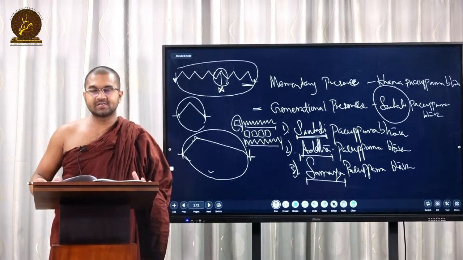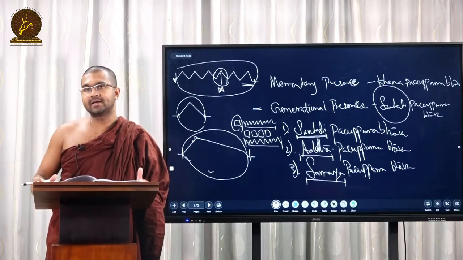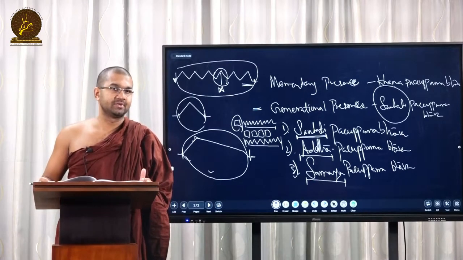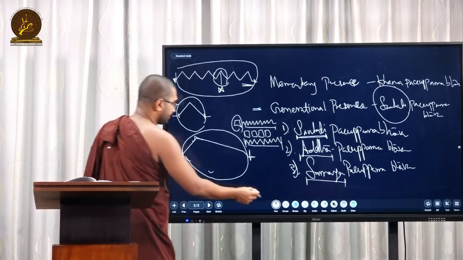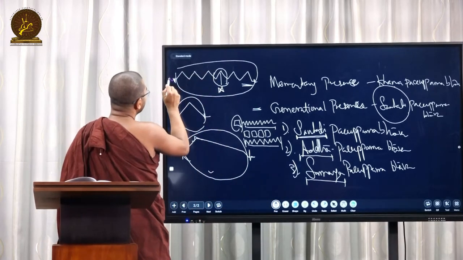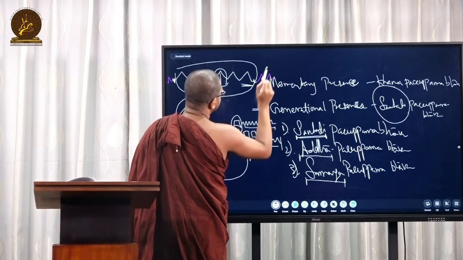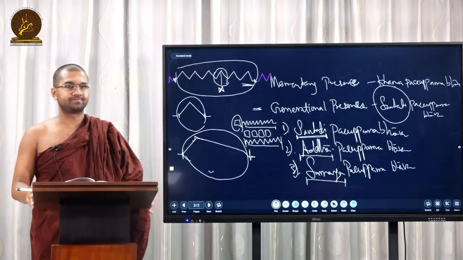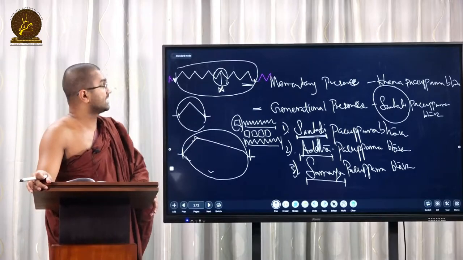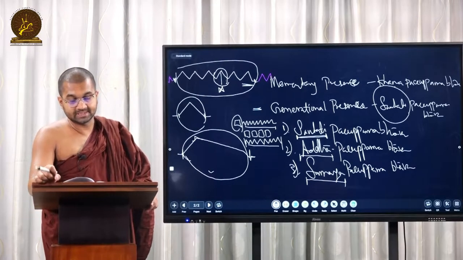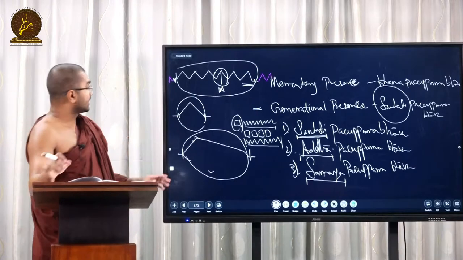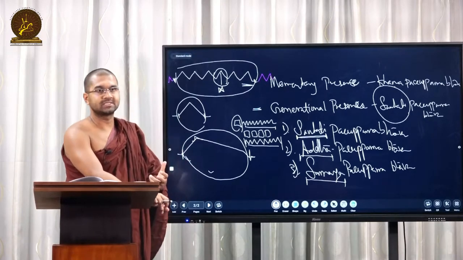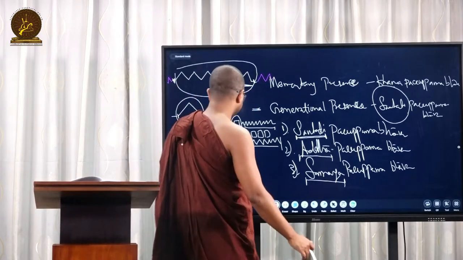When we think about the generational presence, we take the entire generation as present realities, all the realities in that generation. Any reality which occurred before that generation, and any reality that would happen after it, are considered respectively past and future. That is the basic explanation of the generational presence. The khana pachupanna, momentary presentness, is already explained: a reality which has arisen but not passed away during its momentary existence is called a present reality.